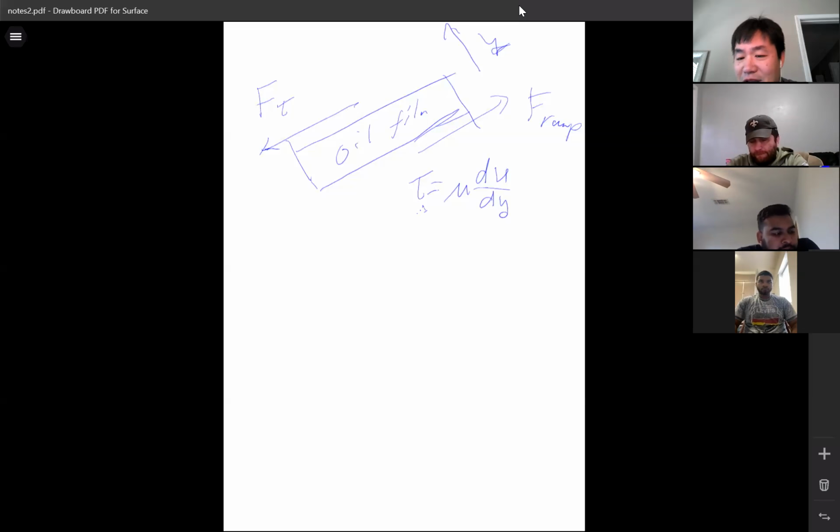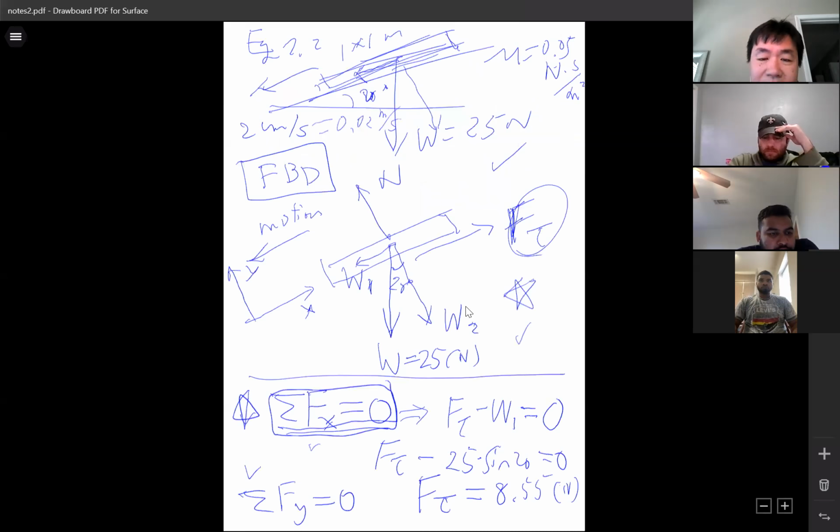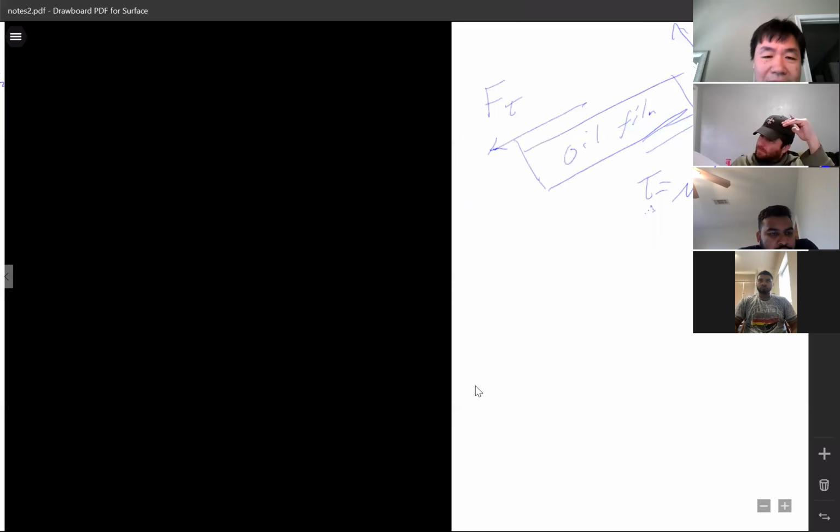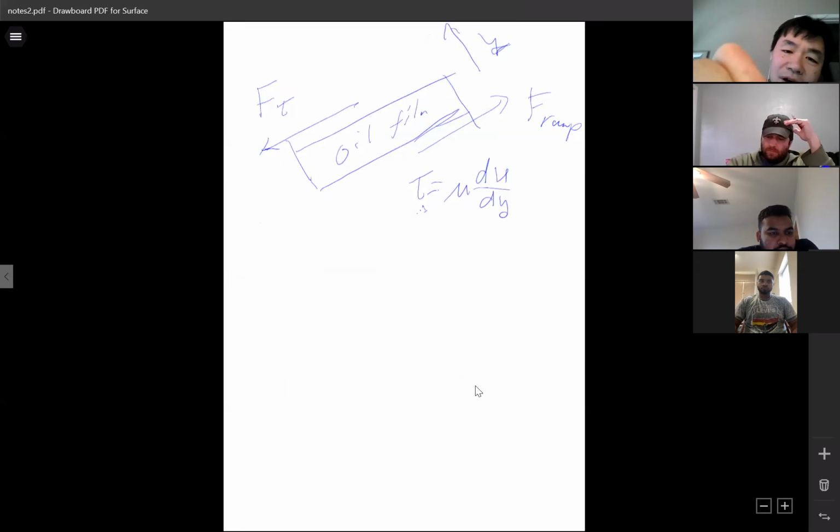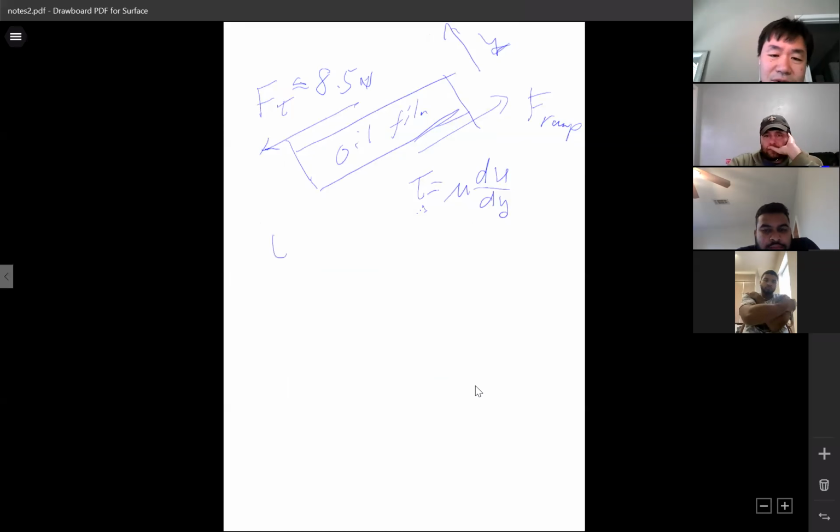So force per area. What is the area you're talking about? Are you talking about the surface area of the board in contact with the oil film? You put it under the board, filled with the oil. We calculated F tau last time. What is the value of F tau? 8.5, right? F tau is 8.5. Action reaction, just opposite direction. So can you convert your F tau to shear stress? What does tau equal?